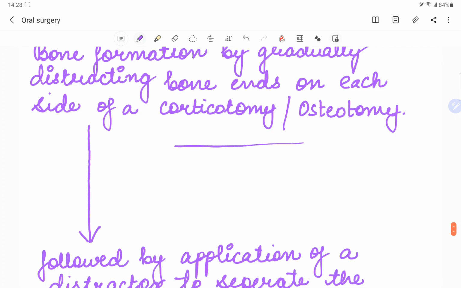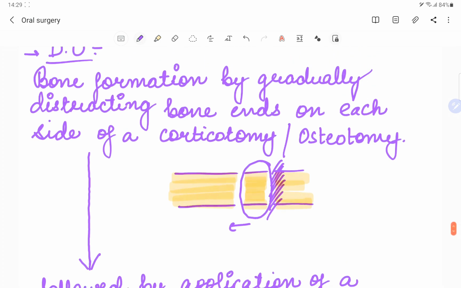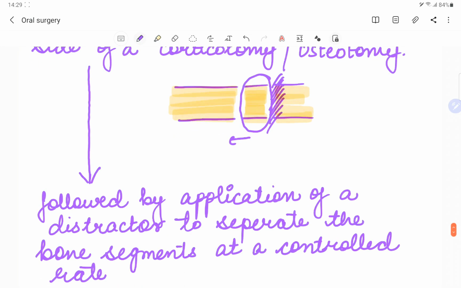So say suppose this is a bony fragment we have over here, and then what we do is we prepare a cut in this bone, we prepare an osteotomy site with the help of a burr. Say suppose I want to increase the length of this particular bone. So I prepare an osteotomy site, and then I start separating this bone. Once I start separating this fragment of the bone, there is new bone formation occurring at this end. So we are gradually distracting the bone ends on each side of a corticotomy or osteotomy.